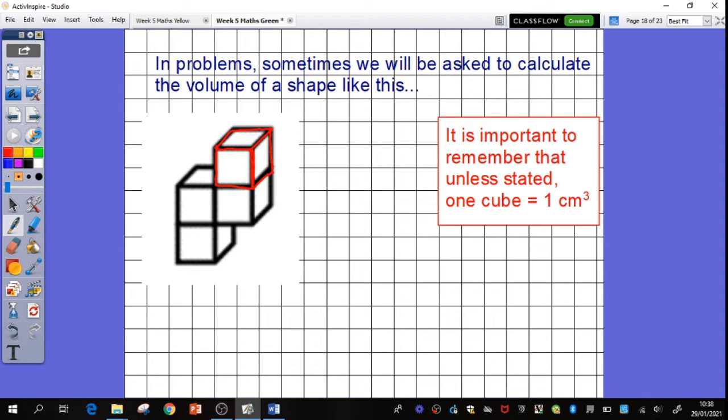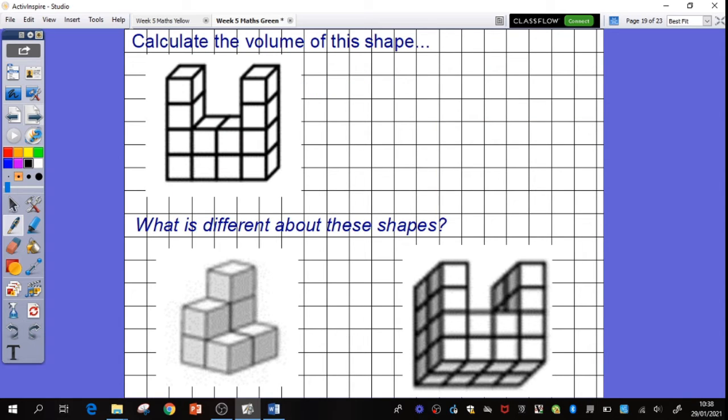So I have one there. I can see that I have another one there, 2. I have another one here, 3. And I have another one here, 4. So my answer here will be the volume equals 4 centimetres cubed. Let's have a look at a little bit more complicated ones. That was really easy. Calculate the volume of this shape.